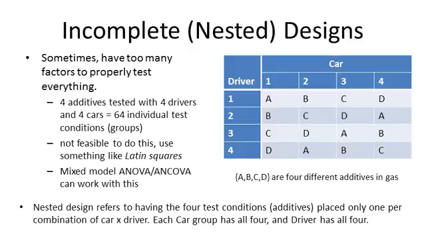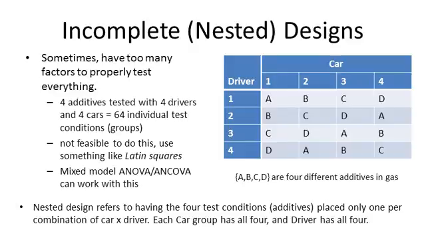To figure out how many conditions you would need to test all of these, you just multiply the number of conditions for each of the factors. So this is 4 times 4 times 4, which ends up being 64 individual groups that you would have to probably get at least 3 or more observations from.